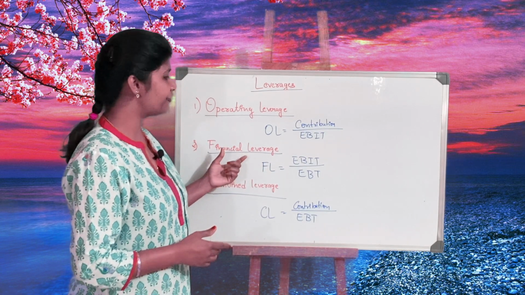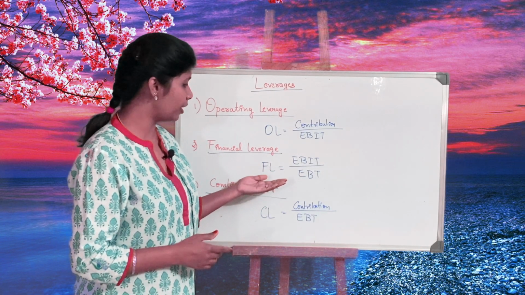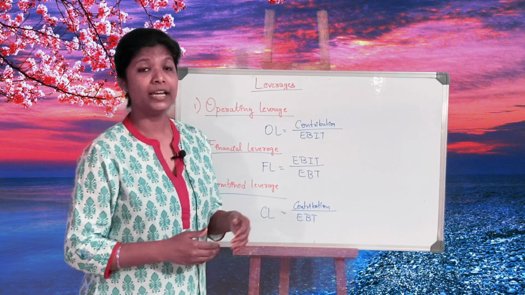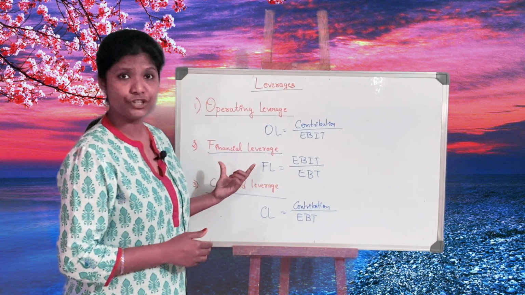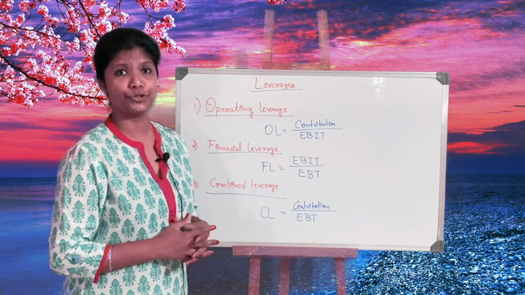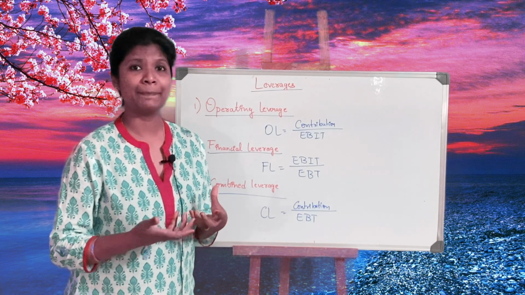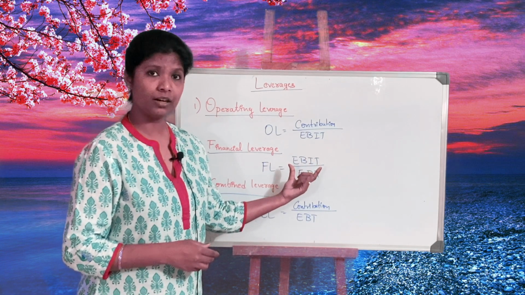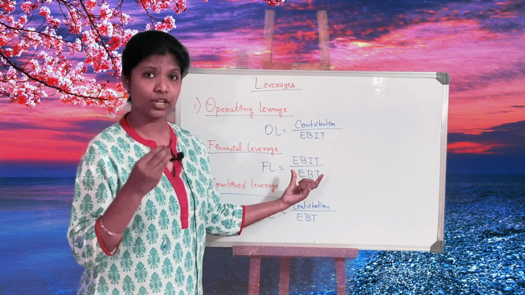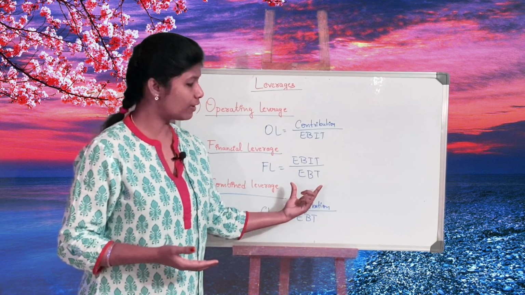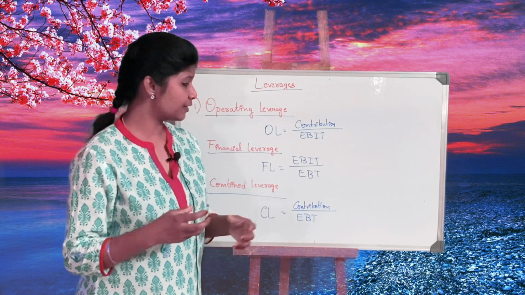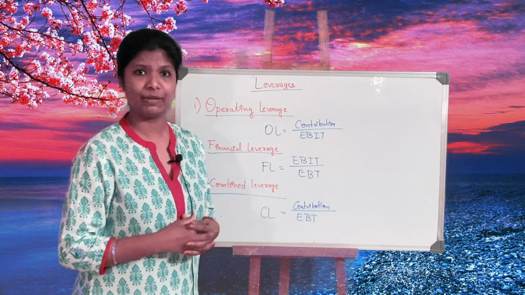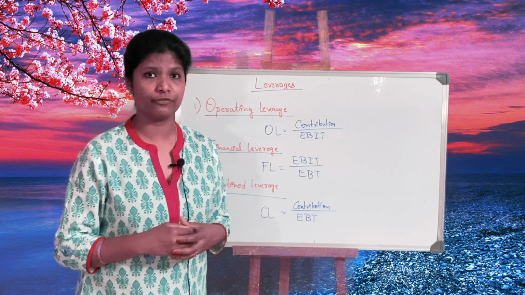Your second leverage is financial leverage. The formula is FL equals EBIT divided by EBT. Here, as the name says, financial, I am going to talk about my financial capability or my repayment capability. How does EBIT occur? When I deduct fixed cost from my contribution, correct? How does EBT occur? When I deduct interest on debenture from my EBIT. Then only I arrive at earnings before tax.